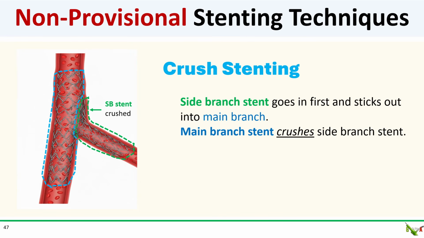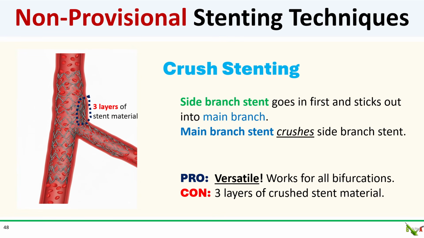Next, there is crush stenting. In non-provisional crush stenting, you deploy the side branch stent first, but sticking out a little bit into the main branch. The main branch stent then goes in, crushing the proximal part of the side branch stent against the wall of the proximal main branch vessel.